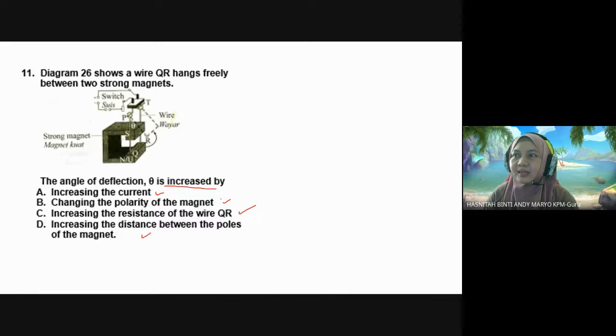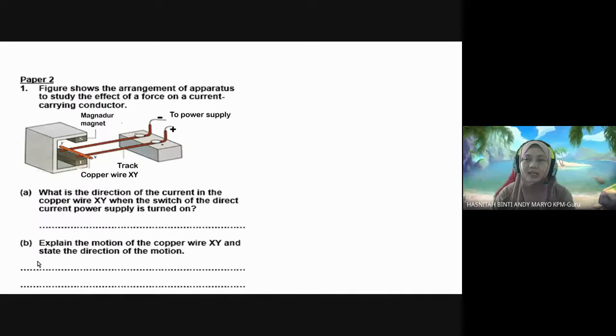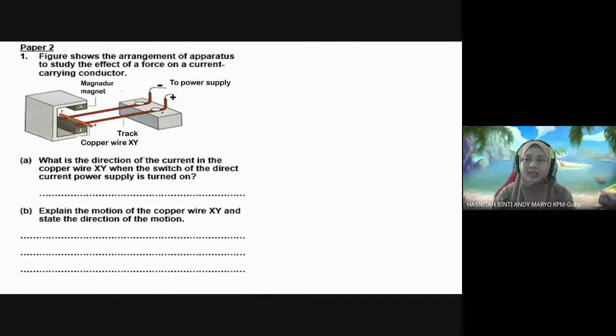Changing the polarity does not increase it, it only changes the direction. Increasing the resistance will lower the angle. Increasing the distance will make the magnetic field become weaker. So the answer is A, increasing the current. Okay, very good. So that's all for the objective questions.